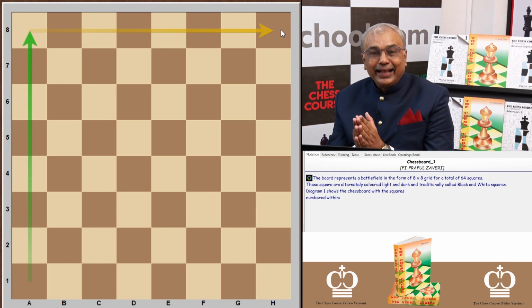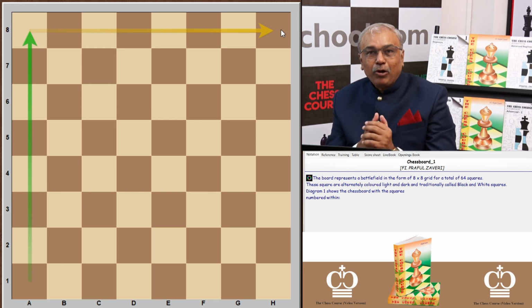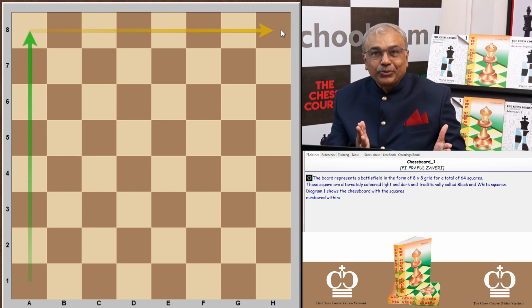The black is a dark color, white is a light color. So you might have any combination on a chessboard of dark and light. And basically of these 64 squares, 32 are white colored squares and 32 are black colored squares.